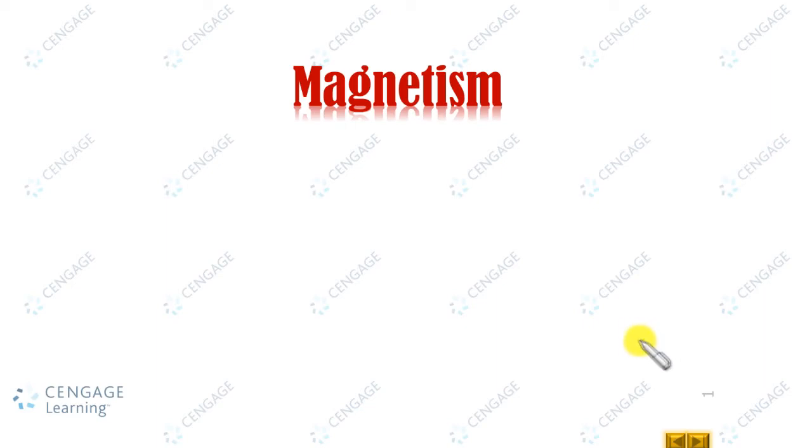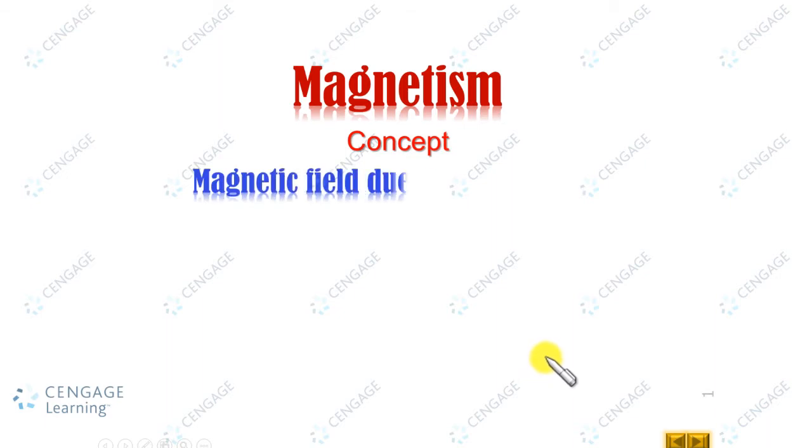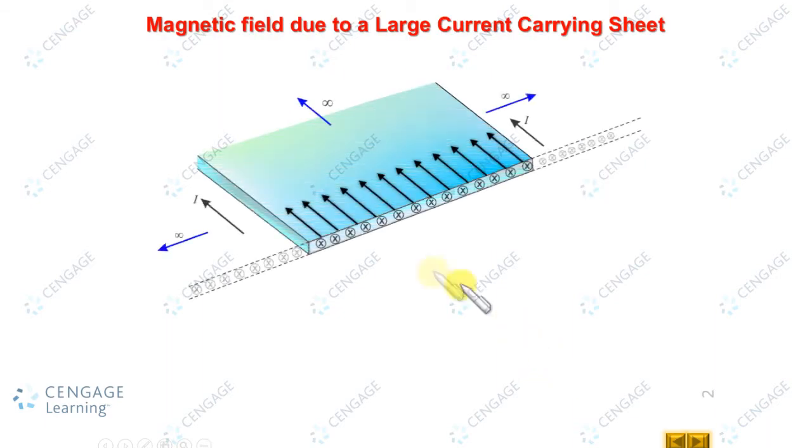Dear students, in this section we are going to learn how to calculate the magnetic field due to the large current carrying sheet. Suppose we are having an infinite metal sheet. In this diagram you can observe this is a large sheet having infinite dimension in the backward direction, left direction, right direction as well as in the front direction.